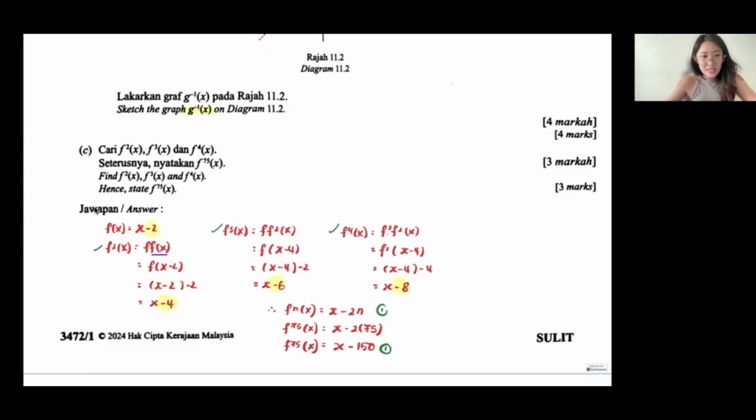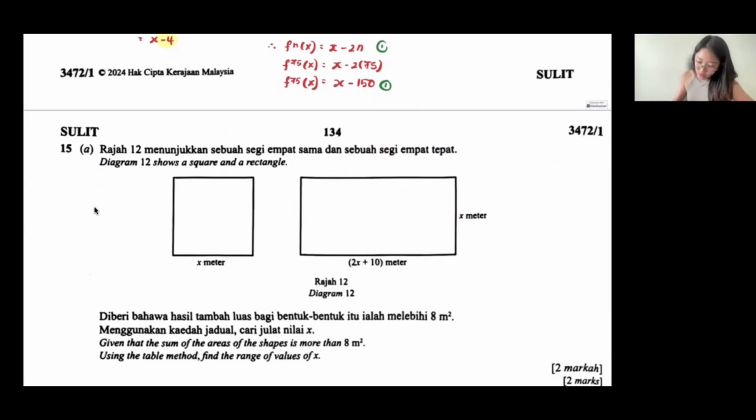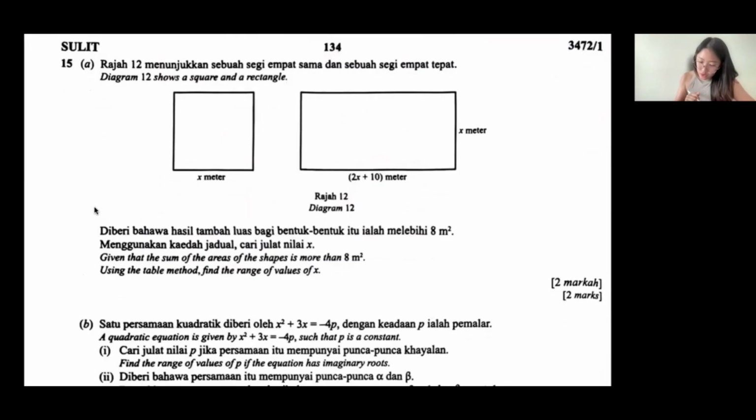Okay, next, last question for paper 1. Okay, let's look at paper 1, last question. 5A shows a square and a rectangle. Given that the sum of areas of the shapes is more than 8 meter square, using table method, find the range of values of x.